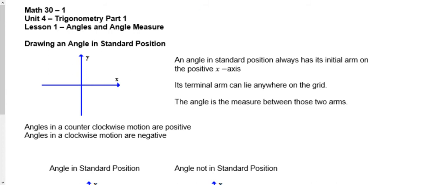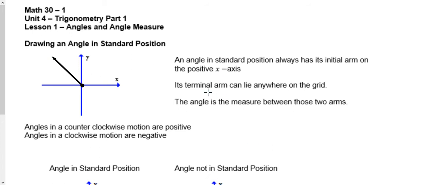So your terminal arm, if you draw an arrow to it, let me just draw a terminal arm on here. Your terminal arm, if you start it off, could be right here on your initial, but it could also be here at 90, here at 180, down here at 270, or back here at 360, or basically anywhere in between. So you could basically stop it in this rotation anywhere, and that's going to be considered your terminal arm.